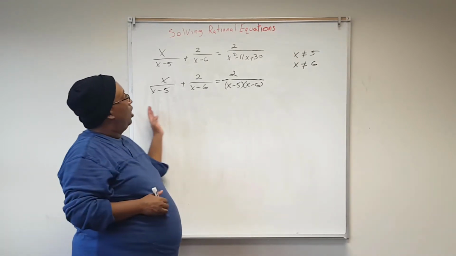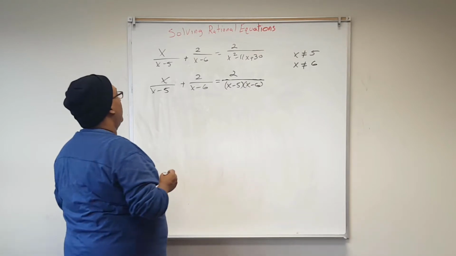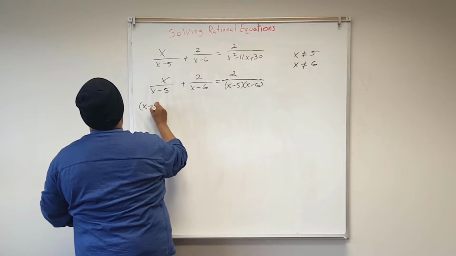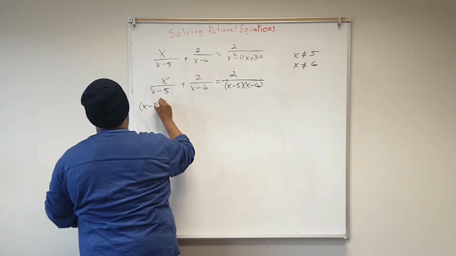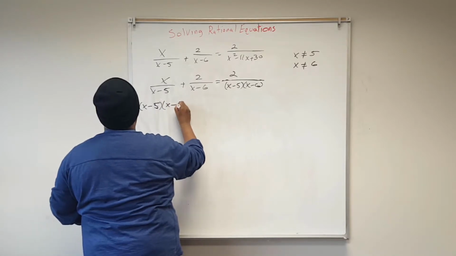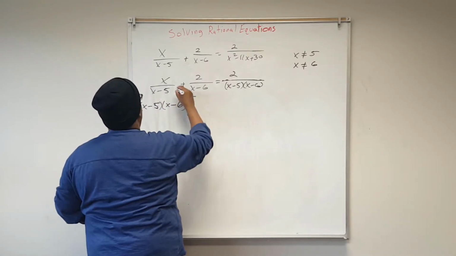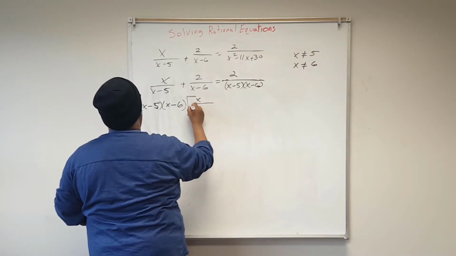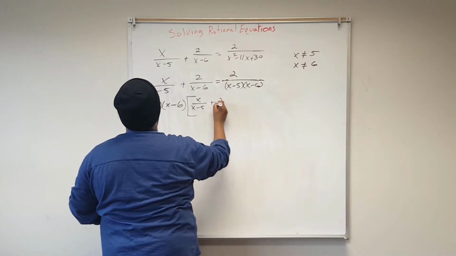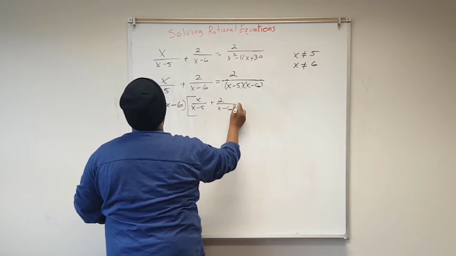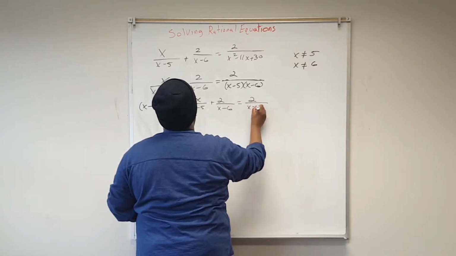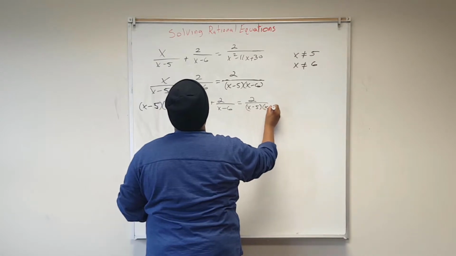Now, we can multiply by the LCD, which is these two factors. X minus 5, x minus 6, times the whole equation, x over x minus 5 plus 2 over x minus 6 equals 2 over x minus 5, x minus 6.